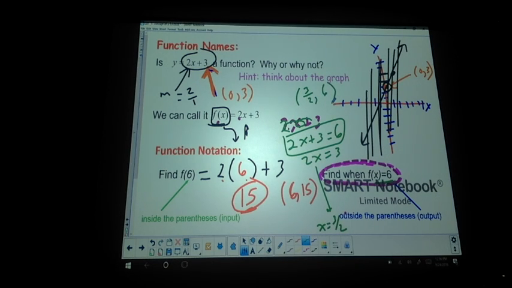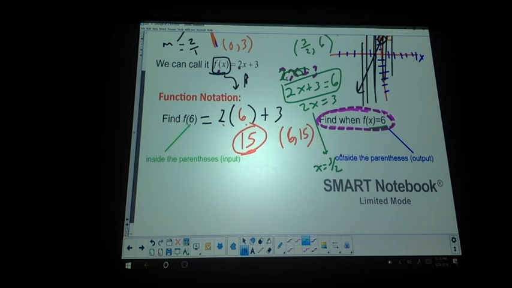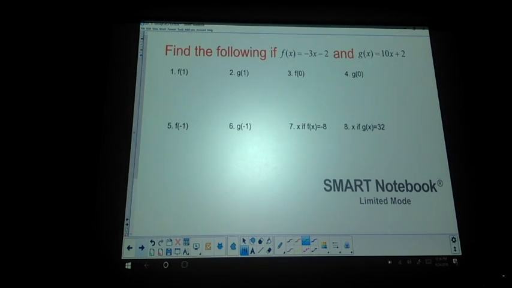Okay. And we're going to be working a lot with these. So it's not one and done and we're good. We're moving on. Good to move forward? Yay? All right.